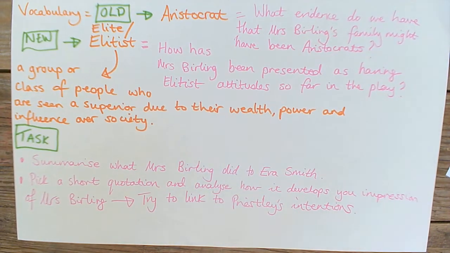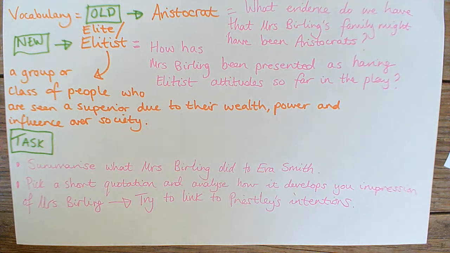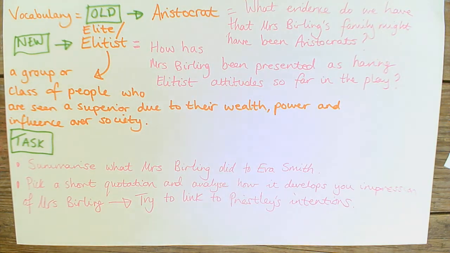Two tasks then that I would like you to do. Number one, summarise what Mrs. Birling did to Eva Smith. Write about whether she feels guilt or not and why. Then pick a short quotation and analyse how it develops your impression of Mrs. Birling's character, and try to link this to Priestley's intentions. And if you want to push yourself further, think about, between her and Mr. Birling, which character do you think comes across as more dislikable?